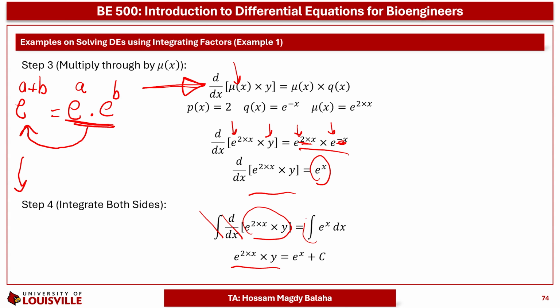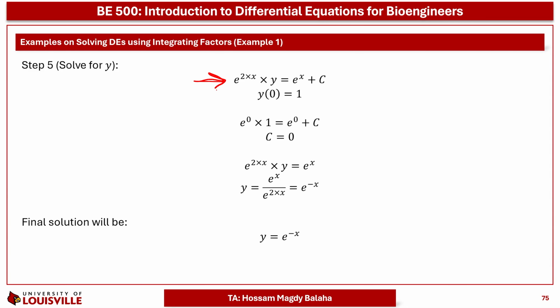And the integration of the exponential of x will be the same, because if you apply derivation or integration of e^x, the result will be the same. So it will be e^x. And let's put the constant. Substitute by the constant. Replace every x with 0 here and here, and every y with 1 here. So simply the constant will equal 0. So the equation will be exponential of 2x multiplied by y equals the exponential of x.